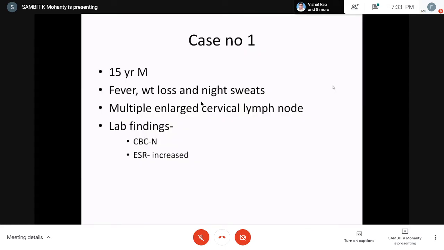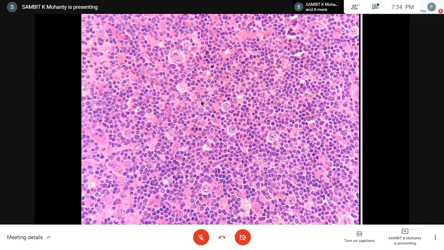The first case is a 15-year-old kid with fever, weight loss, and night sweats, with multiple cervical lymph nodes. Bilateral cervical lymphadenopathy, and peripheral blood findings are normal. ESR was mildly increased. LDH wasn't done in the beginning, but the history was fever, night sweats, and weight loss with bilateral cervical lymph nodes. The largest one is about 2.5 centimeters. So what we have on H&E, I borrowed from Manas. I was involved with him, but he was the primary pathologist.